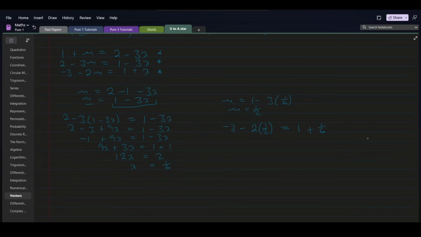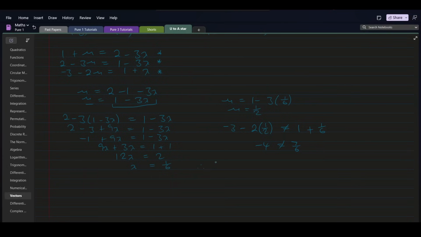So let's simplify our left-hand side. That's negative 3, negative 2 times 1 over 2. And that gives us negative 4. And this should be equal to 1 plus 1 over 6, which gives us 7 over 6. So clearly we can tell that they are not equal.